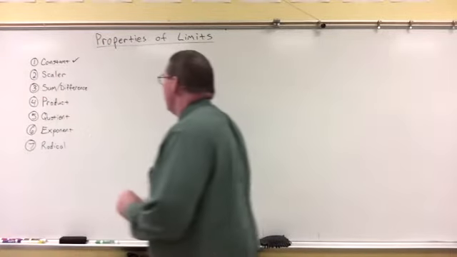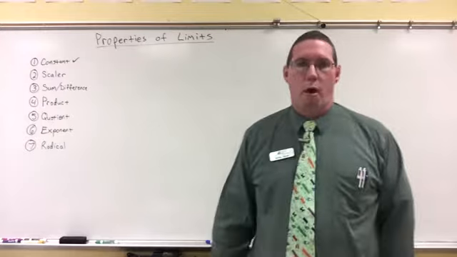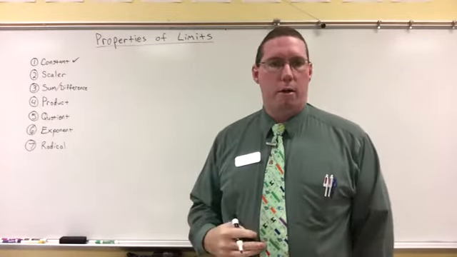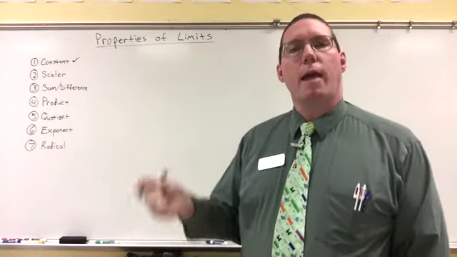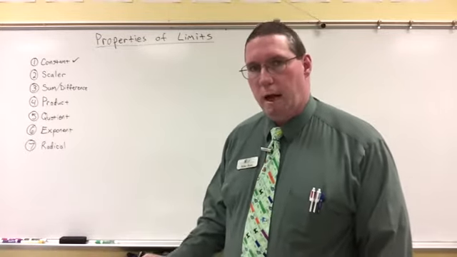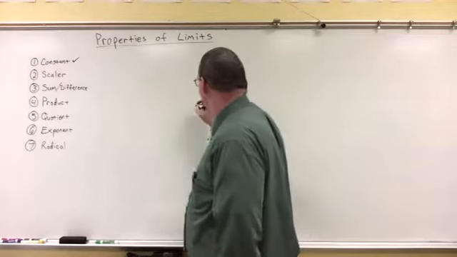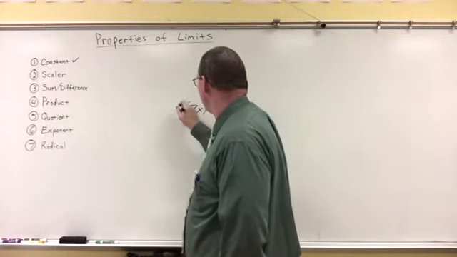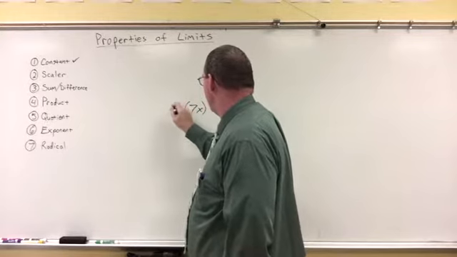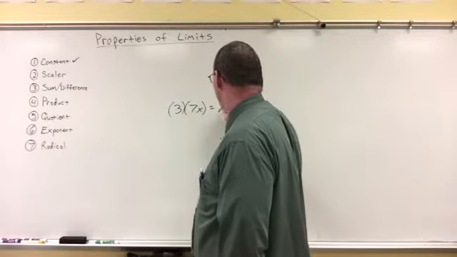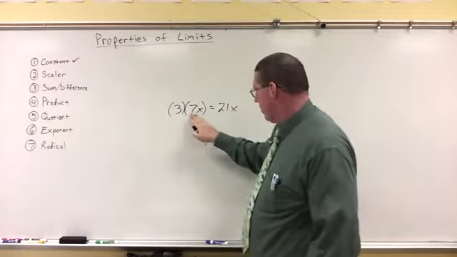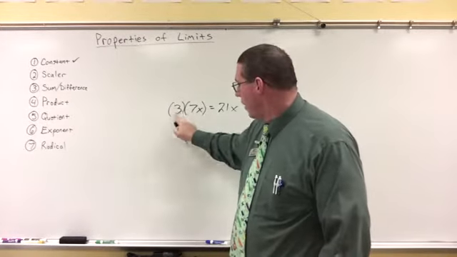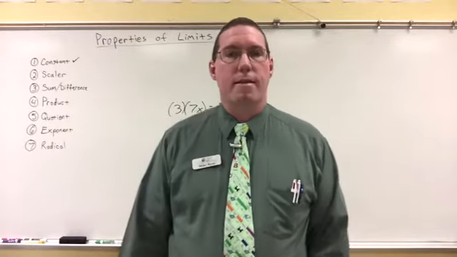Let's move on to the scalar property of limits. A scalar, if you don't already know this, is basically a constant multiplier. If I take the function 7x and multiply it by 3, I get 21x. Well, this variable term is being multiplied by a constant. That constant is a scalar.